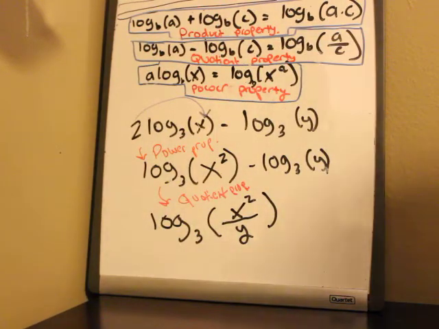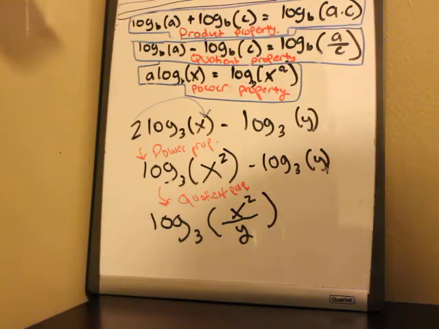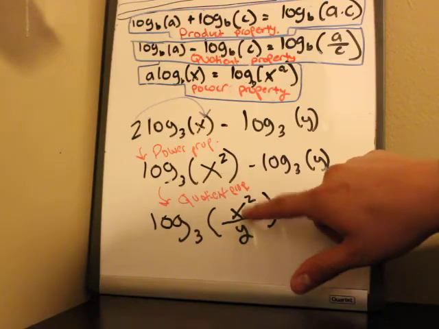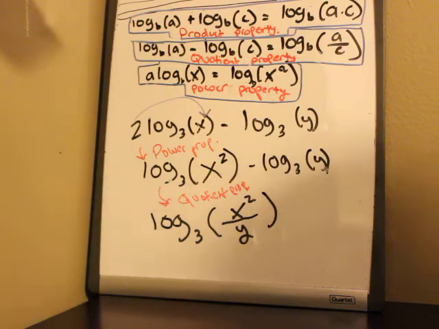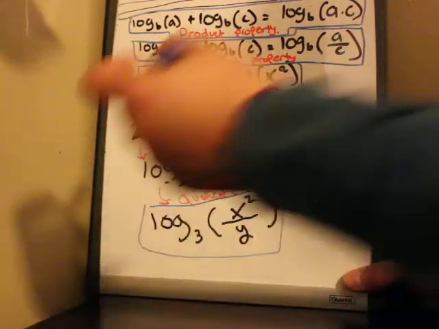I am officially done because I can't simplify this any further. X squared divided by y, I can't do anything because they're not the same. X is different than y. So at this point, I'm done. I have officially completed the problem.